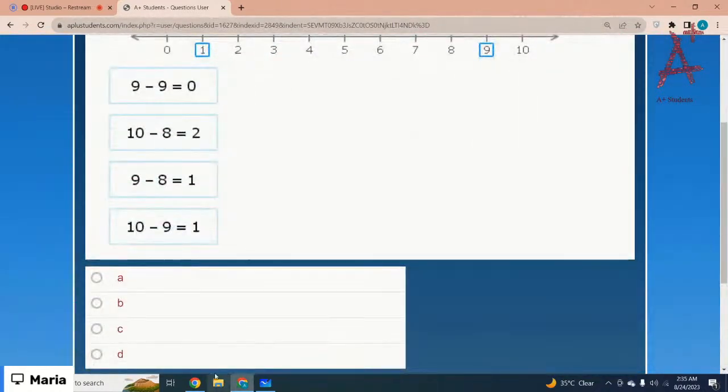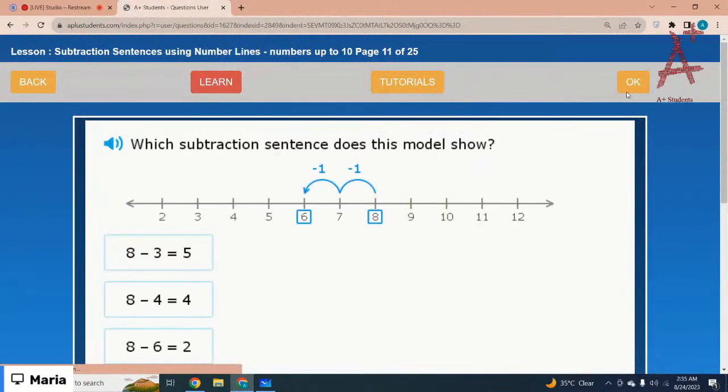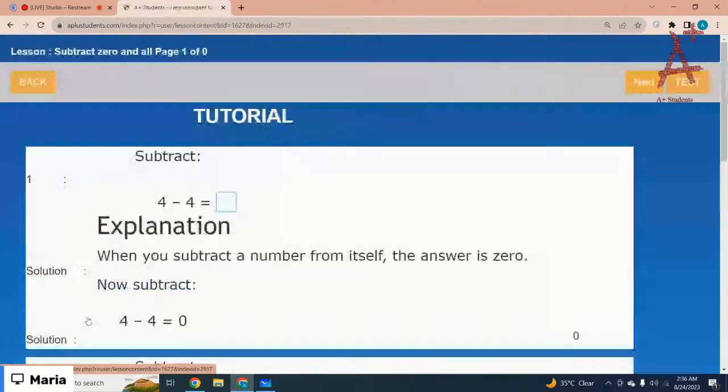Okay, you can complete the lesson by yourself later today. Let me just move on to the next lesson. And the next lesson is subtract 0 and all.